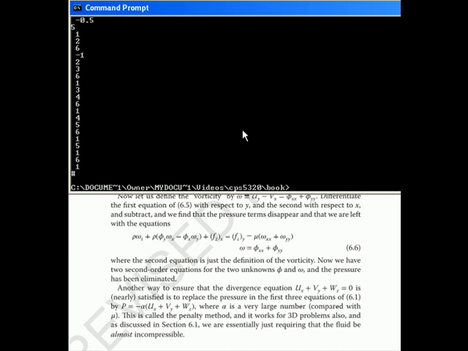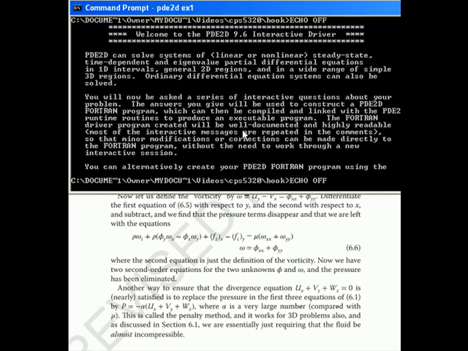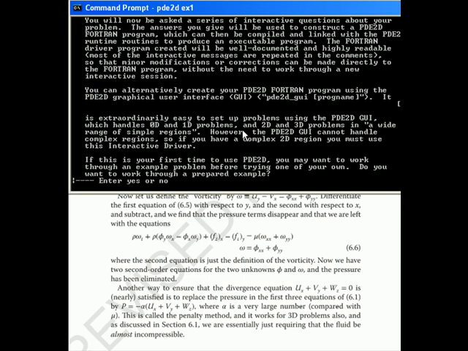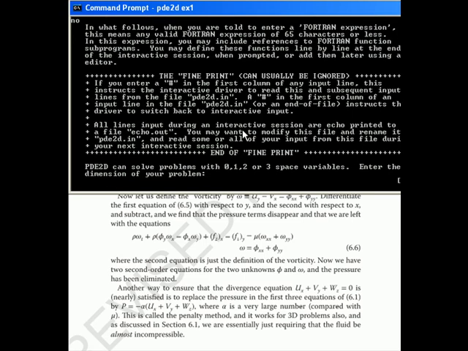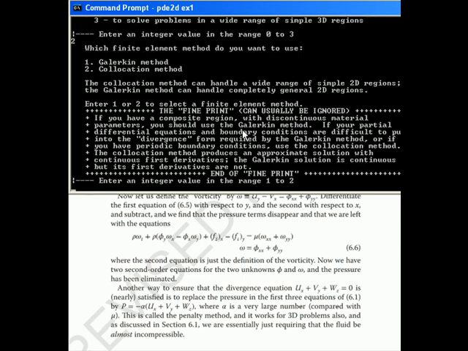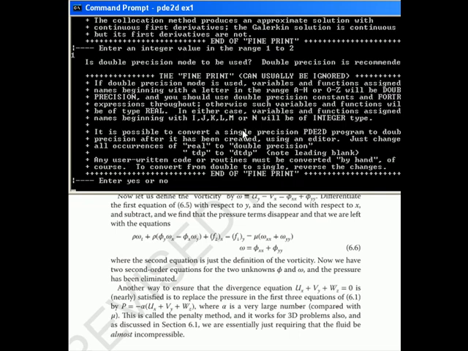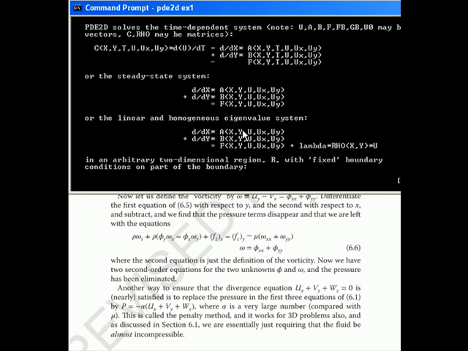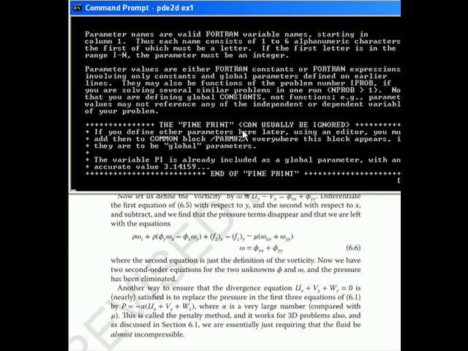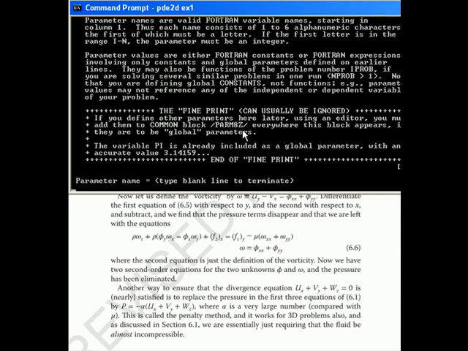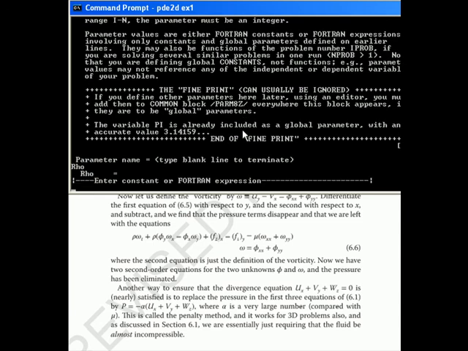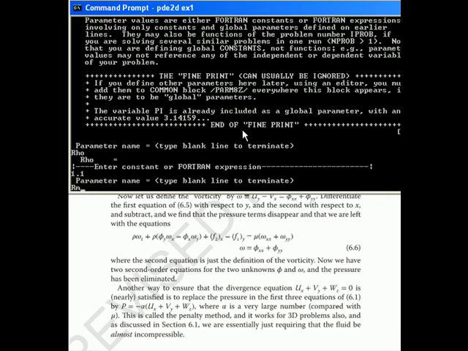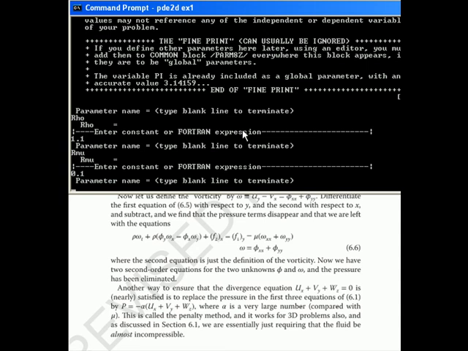Okay, so we're going to solve the problem using the stream function approach now. It's two-dimensional. We're still using the Galerkin method, double precision. We still have the same two parameters. The density is going to be 1.1, and the viscosity 0.1.